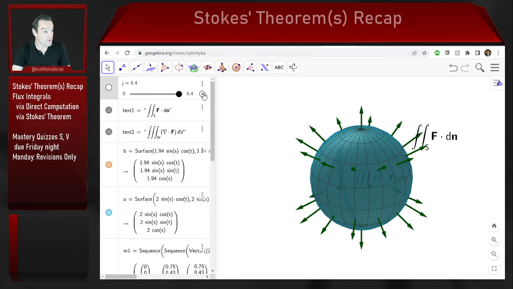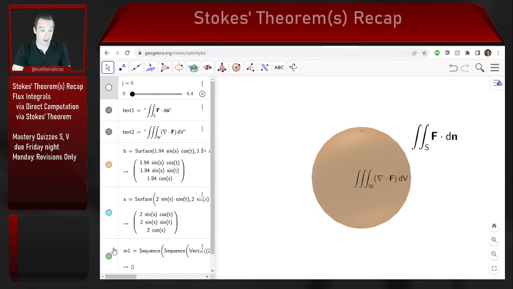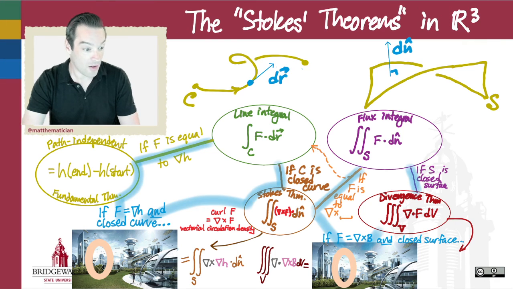So the surface integral through this surface, if it's a closed surface, is the same thing as the triple integral of the divergence of my vector field on the solid region bounded by that surface. So those are our three Stokes theorems, and this is how they all fit together.